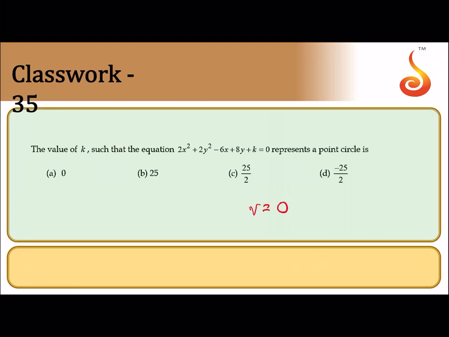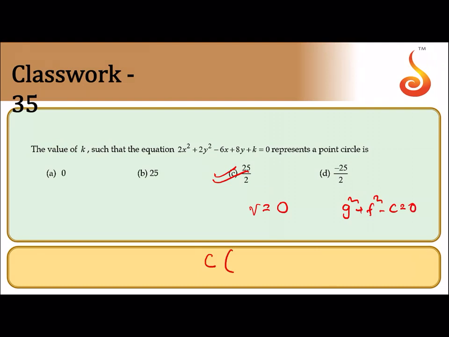The value of k for which this equation represents a point circle. Point circle means radius is equal to 0. k equal to 25 by 2 will come. Simple one. So g square plus f square minus c is equal to 0.